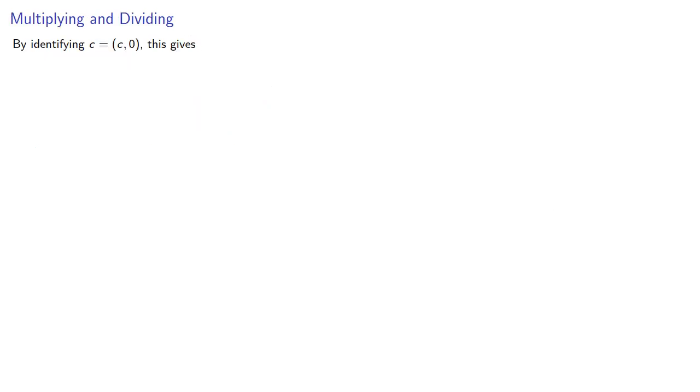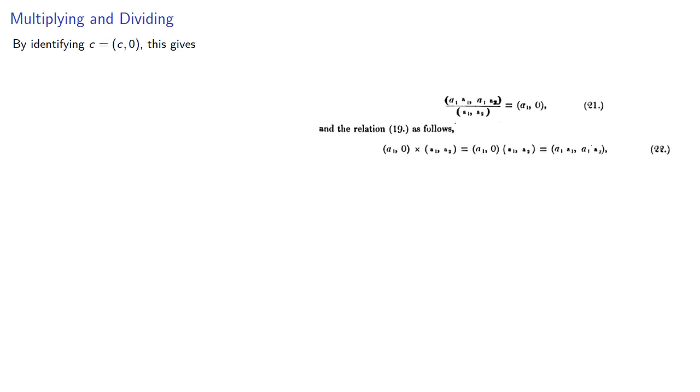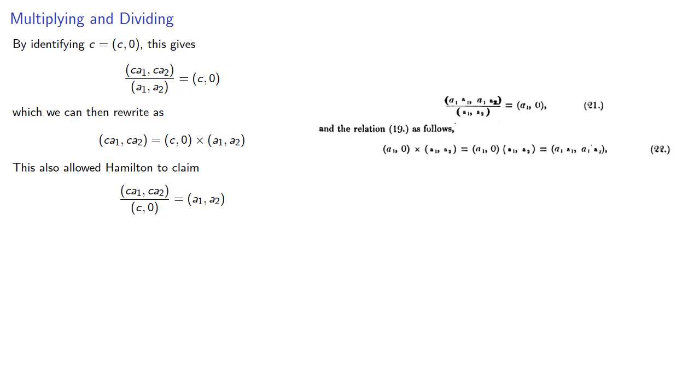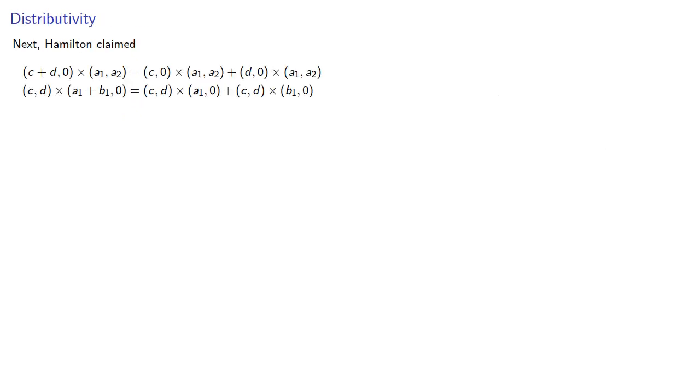Next, by identifying the real number c with the number couple (c, 0), we can write our quotient as, and we can rewrite this as, and this allows Hamilton to make other claims about other quotients. For example, next, Hamilton made some other claims, and while he didn't provide a proof of these claims, they are straightforward to prove from his axiomatic basis.